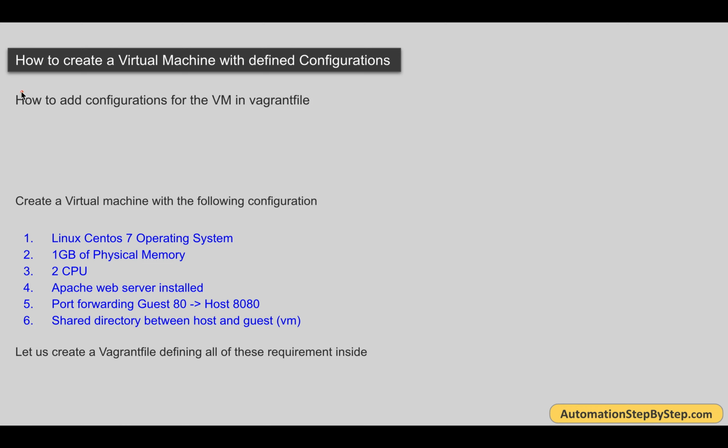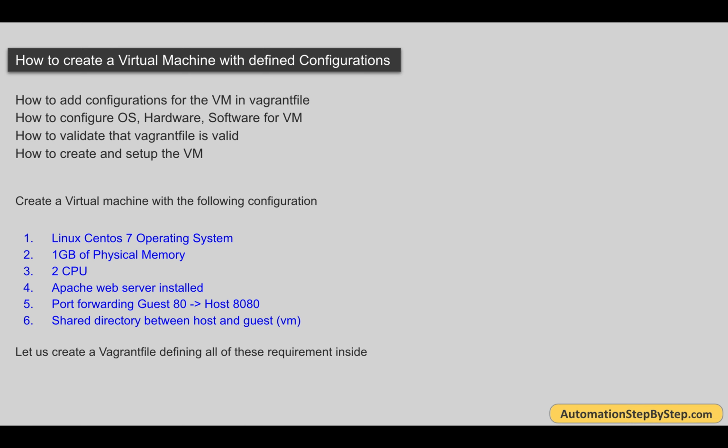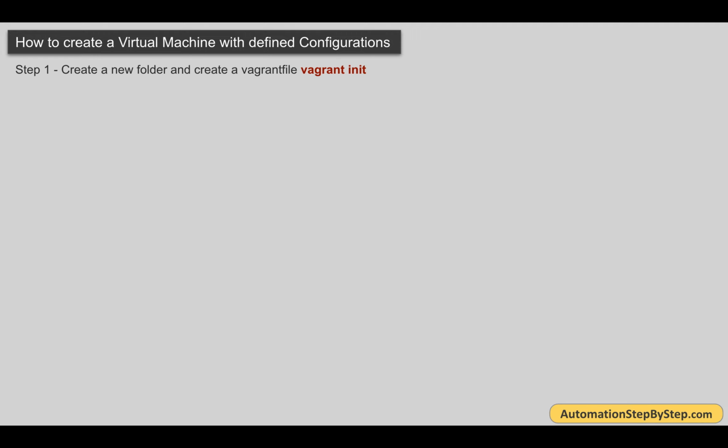We will learn how to add the configurations of the virtual machine in the Vagrant file. Then we will see how to add the operating system, hardware and software configurations for the machine. We will also learn how to validate the Vagrant file, whether it is a valid Vagrant file or not, and then how to create and set up the virtual machine. So let's get started, and step number one is we will create a Vagrant file.